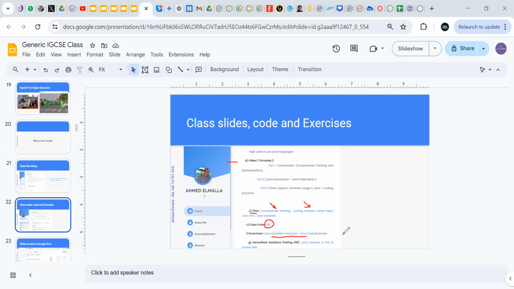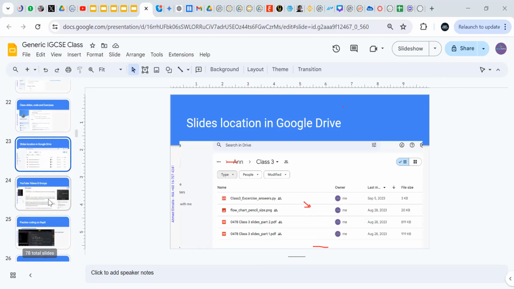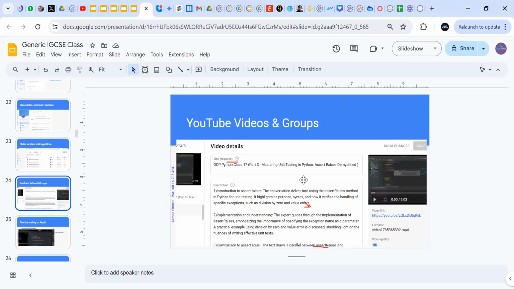Sometimes I ask some of the students, if they solve the exercise, especially if it is programming, to leave the link for me on a specific post that I put for them. Typically, all the slides are saved on Google Drive. Yes, Google Drive. Okay. I think you dealt with that before. Like I said, all the recordings are stored on YouTube in a specific playlist for the students.